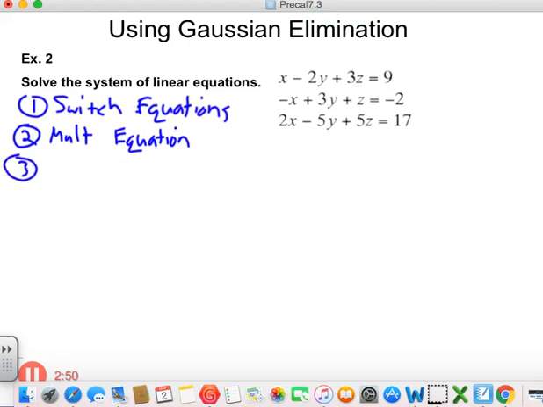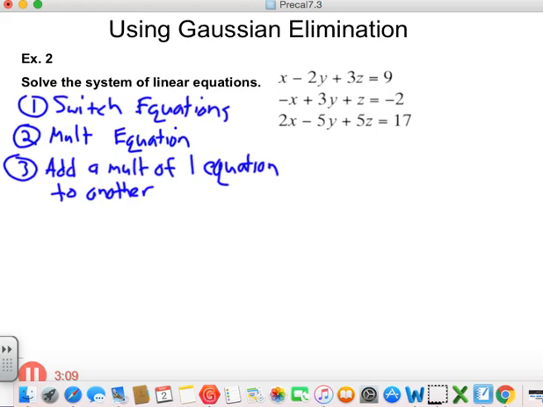And then the last step is kind of like elimination. You can add a multiple of one equation to another. And again, that's something like what we do when we do elimination. We multiply one of the equations by a number, and then we add it to the other equation to eliminate variables. And that's essentially what we're going to be doing whenever we do Gaussian elimination. We're just doing it with 3 variables.